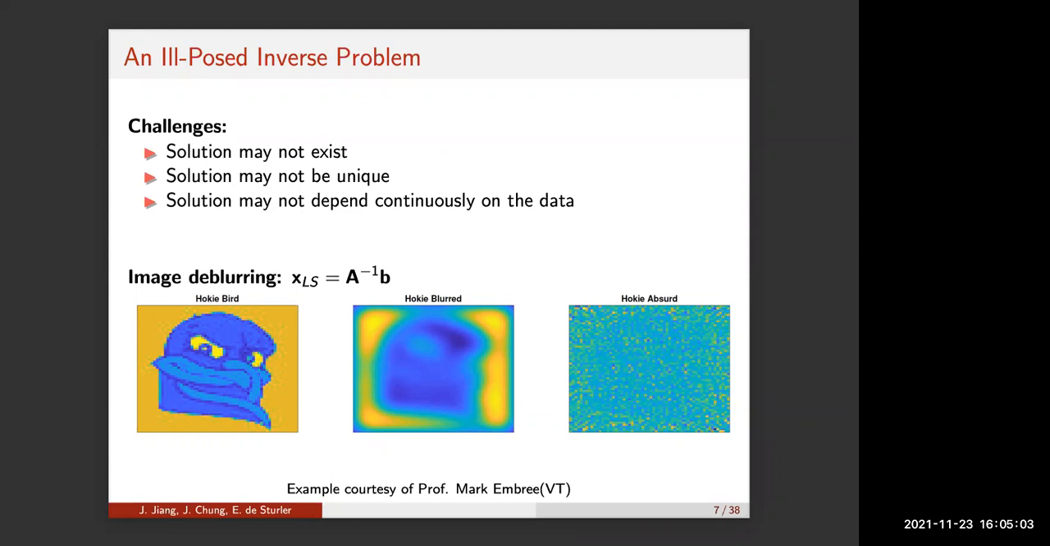For example, this one is a hokie bird. This hokie bird is a mascot of Virginia Tech. And this one is a blurred image of this hokie bird. So we want to do the image deblurring. But if we do this by computing A inverse times the observation b, our result image will look like this. Here we can see the image is horribly corrupted by the noise, which means for the inverse problem, we cannot directly do the inversion.